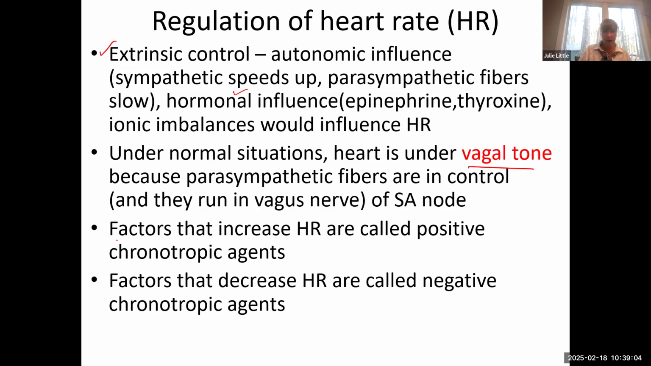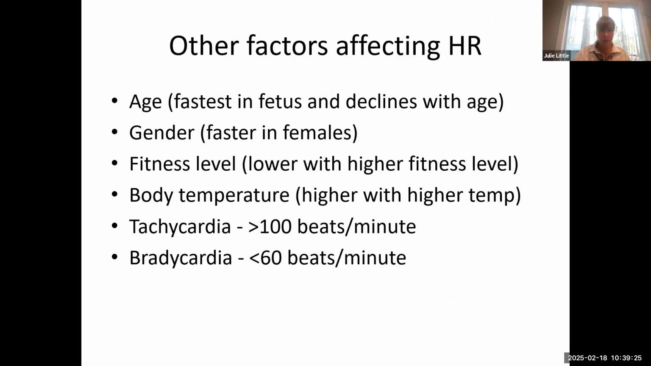Anything that increases your heart rate is called a positive chronotropic agent. Chrono is to act upon; chrono is time, so think of that for heart rate. Anything that slows down heart rate, so your parasympathetic fibers, would be considered negative chronotropic agents.